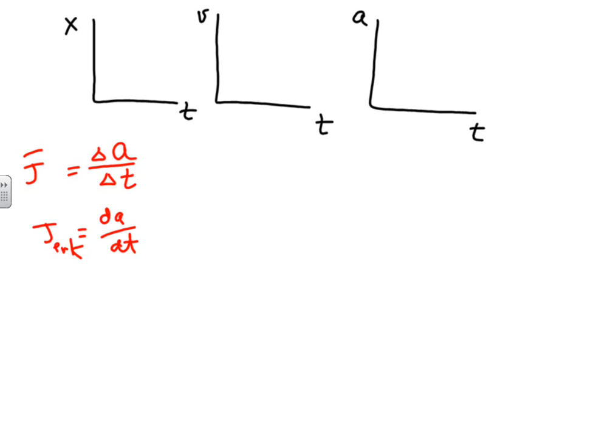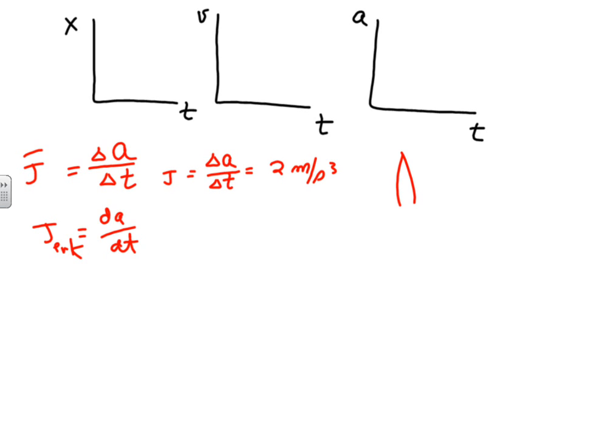All right, so what does that look like if the change in acceleration over change in time was 2 meters per second cubed? That means every second the acceleration changes by 2 meters per second every second. So what would be a good scenario for a constant jerk? What would be a good scenario of that?